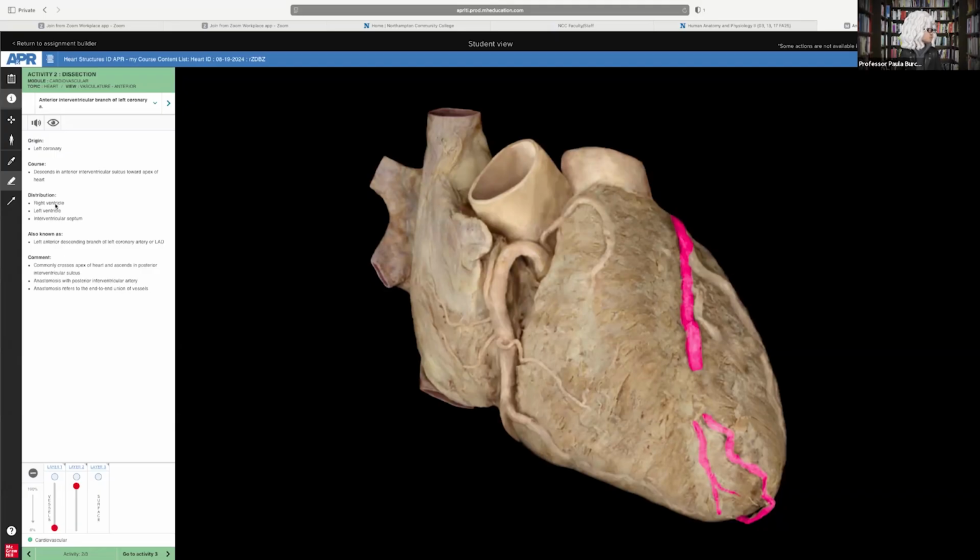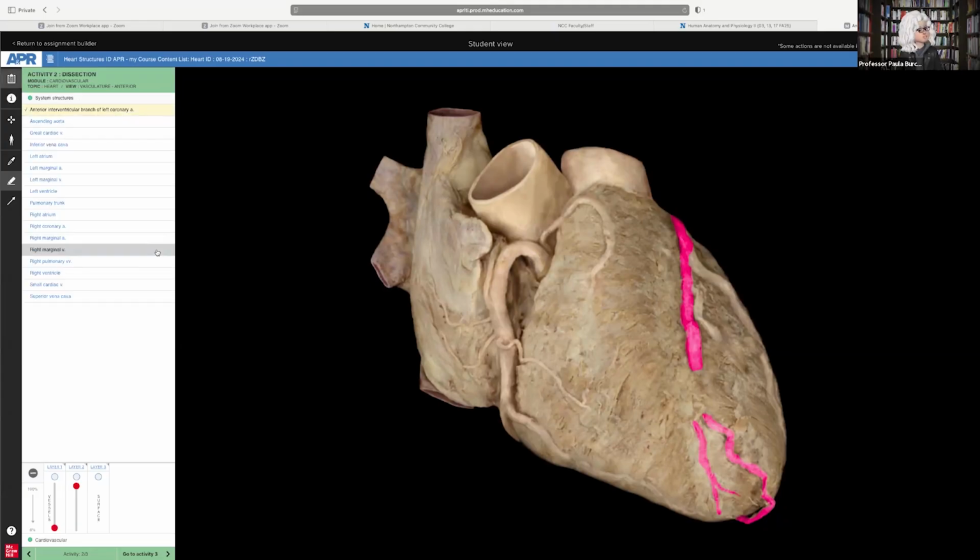And it goes to the right ventricle, the left ventricle, and the interventricular septum. So that's what it's going to supply. This is what's called the widowmaker. If you have an occlusion or a clot here, it's going to prevent blood flow to your ventricles. And remember, these are your ejecting chambers, so this can be fatal if it's not addressed.